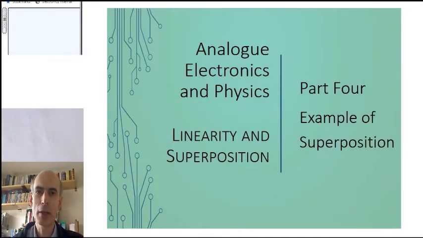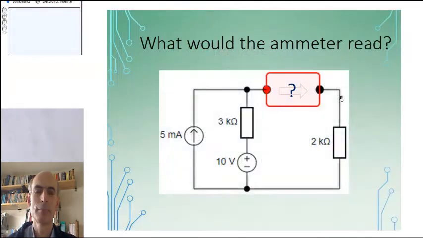Hello, this time a couple of examples of the use of superposition in analysing linear circuits. I'll work through a couple of examples in this talk. First one. Here we have a circuit with a voltage source here and a current source here. There is a 3K and a 2K resistor, and what we want to know is what is the current flowing here through the 2K resistor.